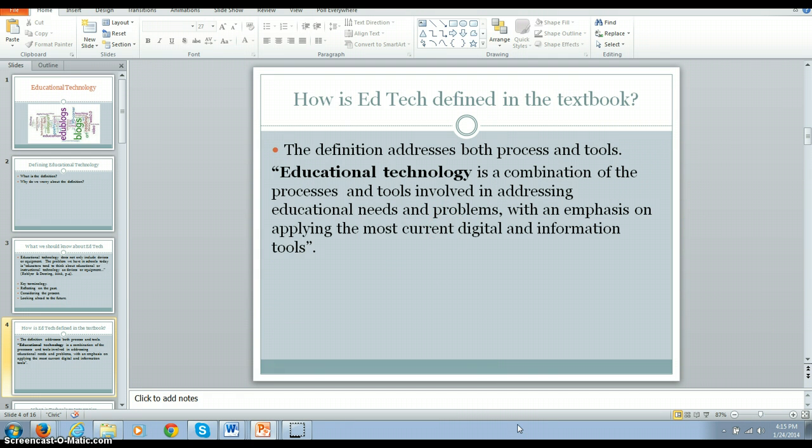So here's our definition that I really like. It's coming from our textbook. It is a combination of the processes and the tools involved in addressing educational needs and problems. So when you talk about the processes, we are going back to reflecting on the past, the future, or the present. All those things are part of the process, and the strategies that you are going to be thinking about. They also constitute what is called educational technology, not only the equipment. That's why we are doing what we are doing right now.